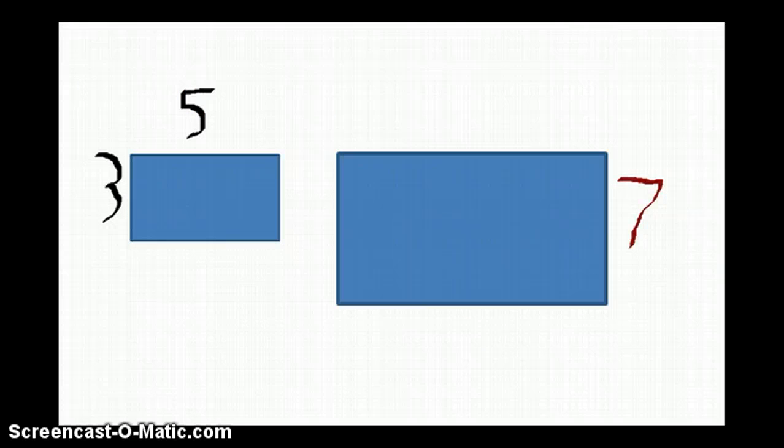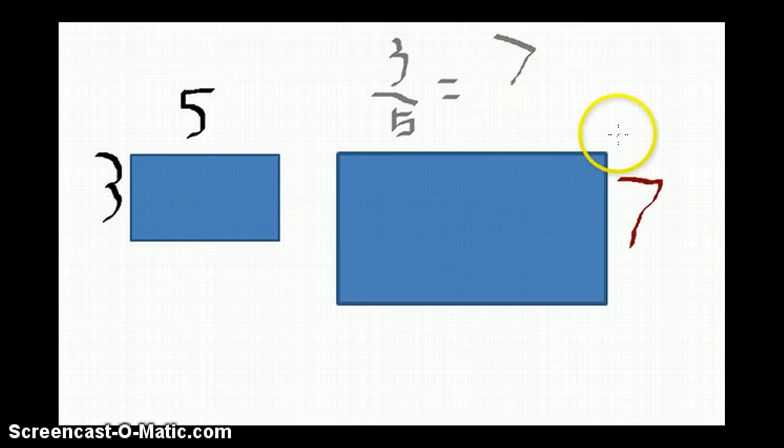Okay, let's try another one. On this one we have a rectangle. We know the height is 3 and the width is 5. On our other shape we only know that the height is 7. So we're going to take 3 over 5, which is given on our original shape, and then we're going to say that equals 7, because 7 corresponds with 3. So 3 was on top in our first part of the problem, so 7 has to be on top because it corresponds with that side, over x, because we don't know what the width is.